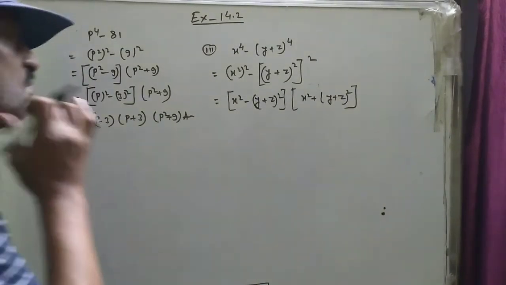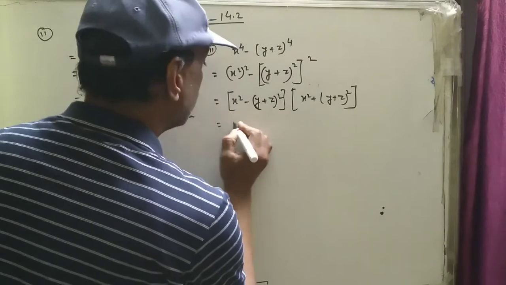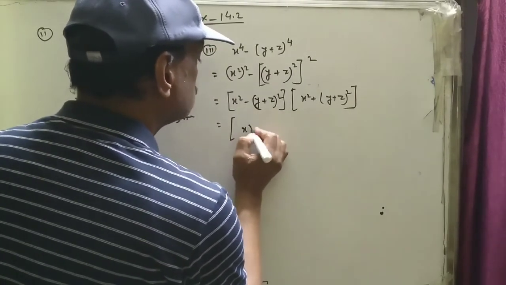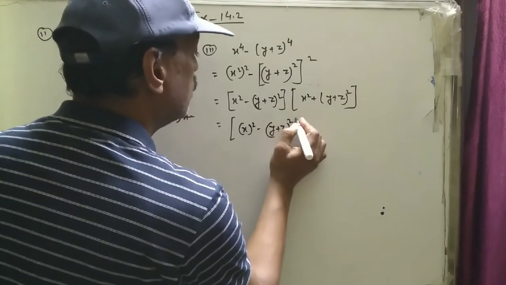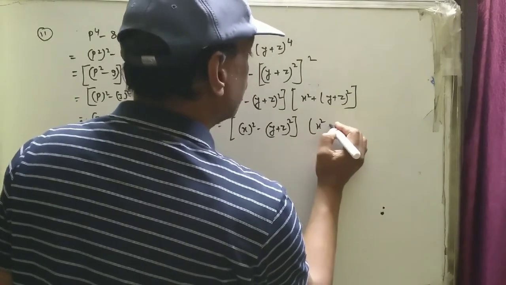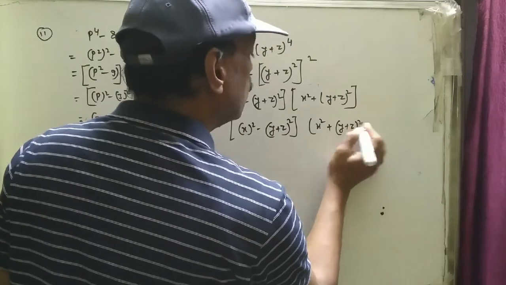Okay, once again we can use the formula here in this term. So just write again x square whole square minus y plus z whole square, and this will remain the same, x square plus y plus z whole square.